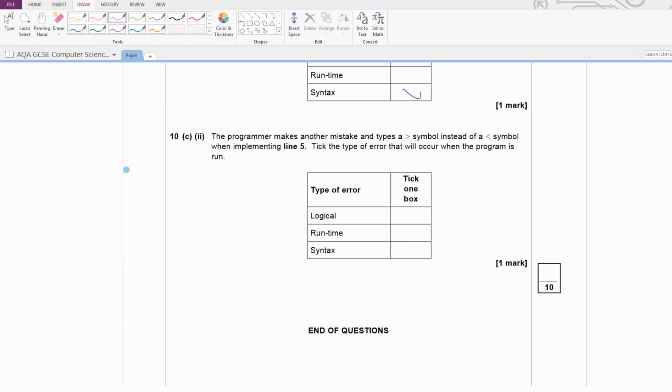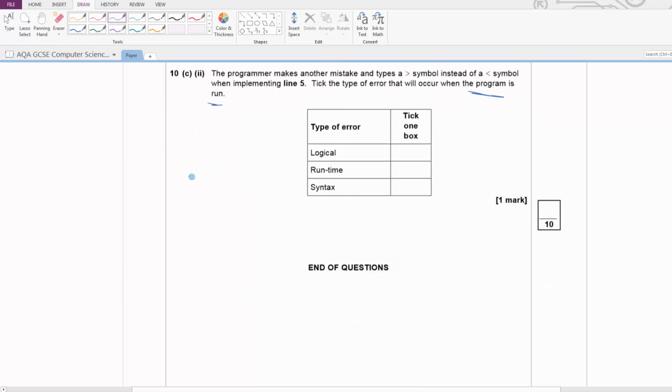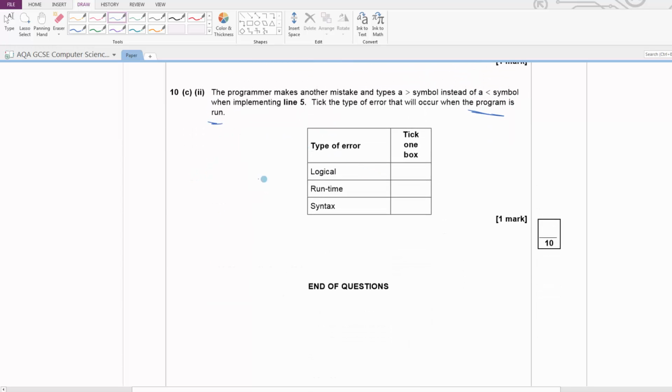The programmer has now made another mistake and types a greater than symbol instead of a less than symbol when implementing line 5, and tick the type of error that will occur when the program is run. So this is, I guess, trying to throw you a little bit, because you might think when a program is run, okay, they're giving me a hint, it's a runtime error. Well, it's not a runtime error. They haven't said runtime here because it won't actually run when it's got a syntax error, but it will still run. It will be a logical error. The logic will be changed because it should be a less than symbol. It will still run, but not in the way the programmer expects. So that's what a logical error is by definition.